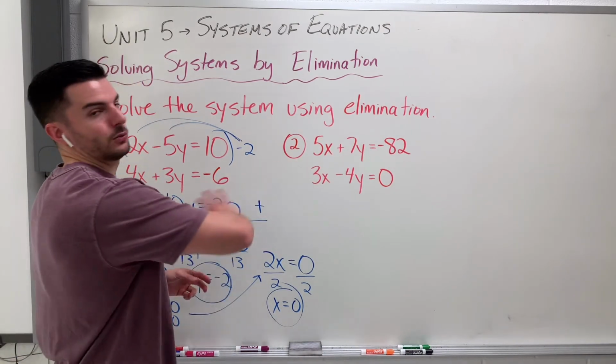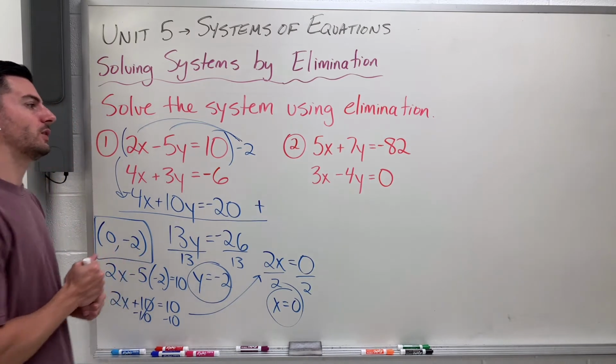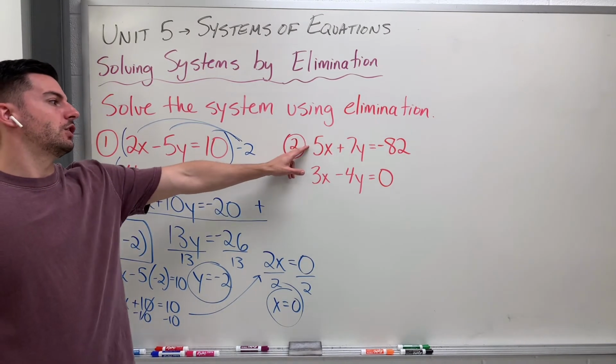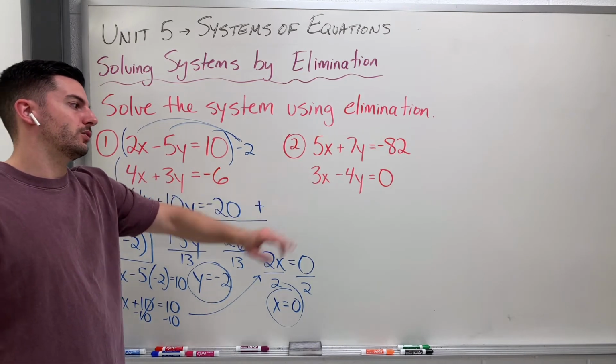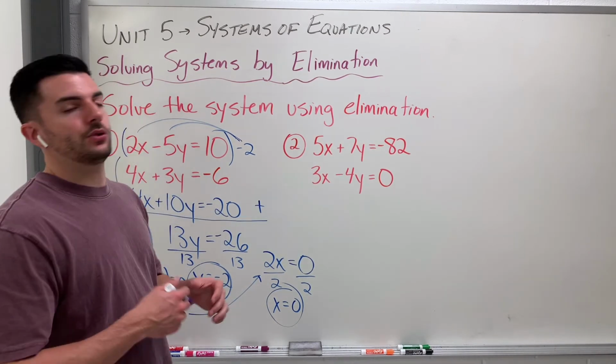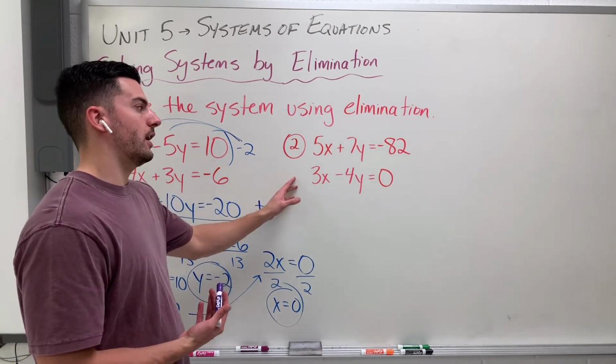Okay, but we'll still work it out here. It's just going to be a little bit of a longer problem. So solving this one out, I look at my two equations: 5x plus 7y equals negative 82, and 3x minus 4y equals 0. Again, none of my variables would cancel out right away if I added them right now, how they are.